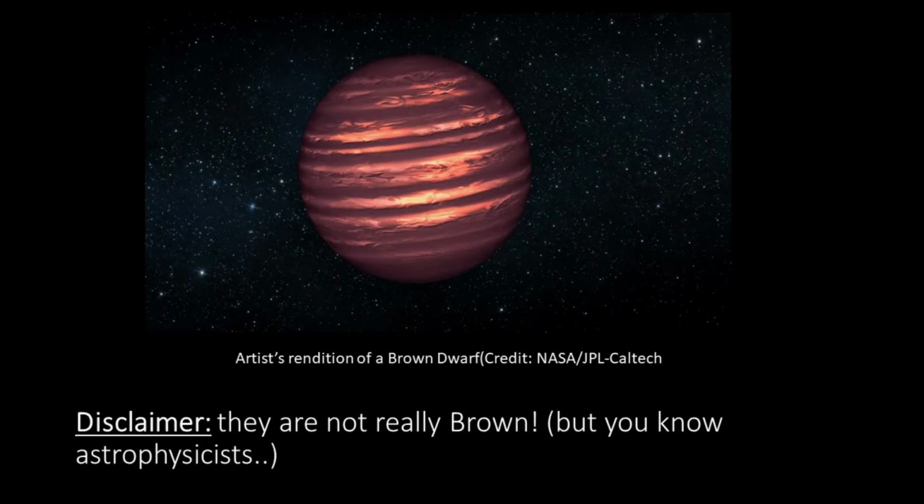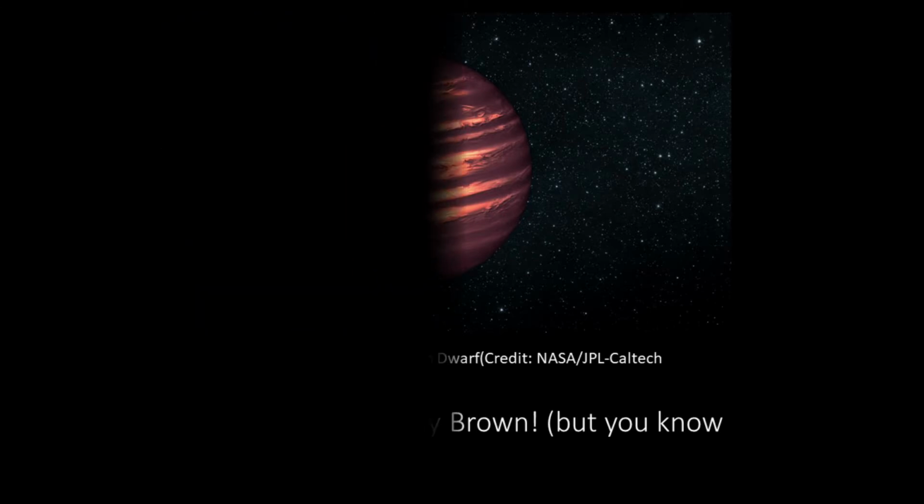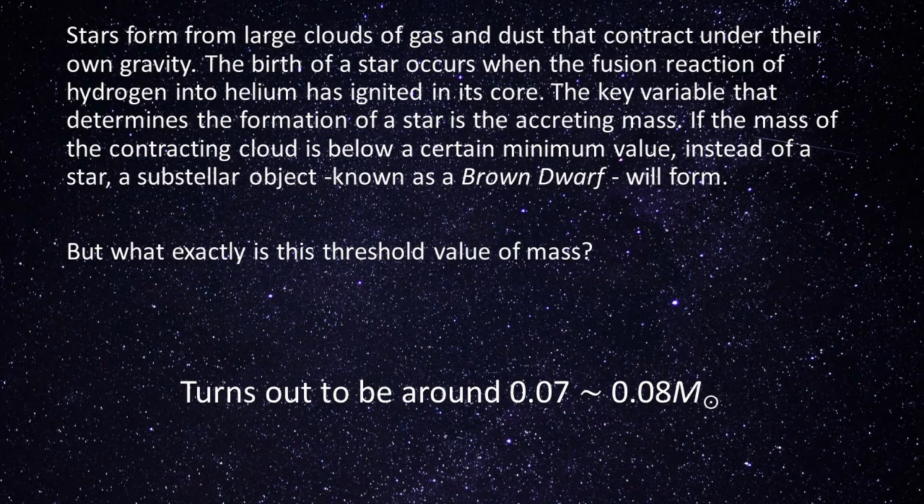Well, they're not really brown, but astrophysicists are just bonkers. When clouds of gas and dust contract gravitationally, stars form. The birth of a star occurs when the fusion reaction of hydrogen into helium has ignited in the core. The key variable that determines the formation of the star is the accreting mass. If the mass of the contracting cloud is below a certain minimum value, instead of a star, a substellar object known as a brown dwarf forms.